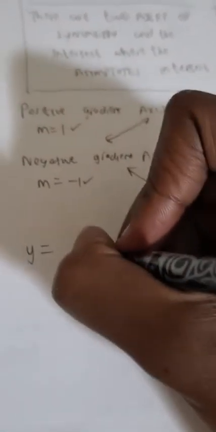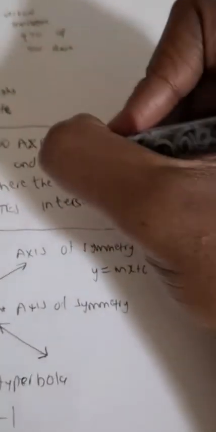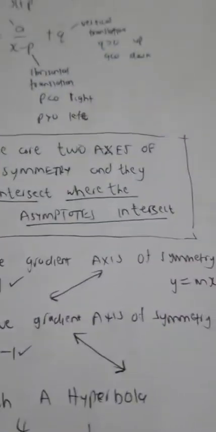So what I'm going to do now is show you how we sketch a hyperbola function by going through a practical example. So let us see how to sketch a hyperbola. Remember, what did I say? There are two axes of symmetry, and they intersect. Where do they intersect? They intersect where the asymptotes intersect.